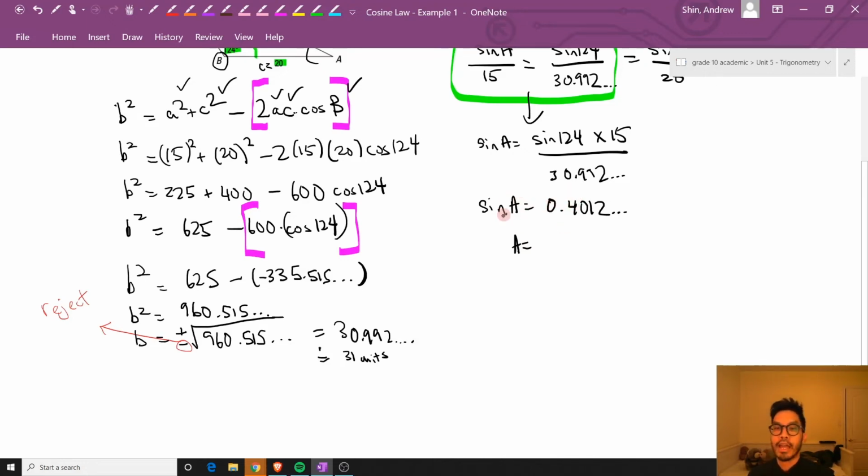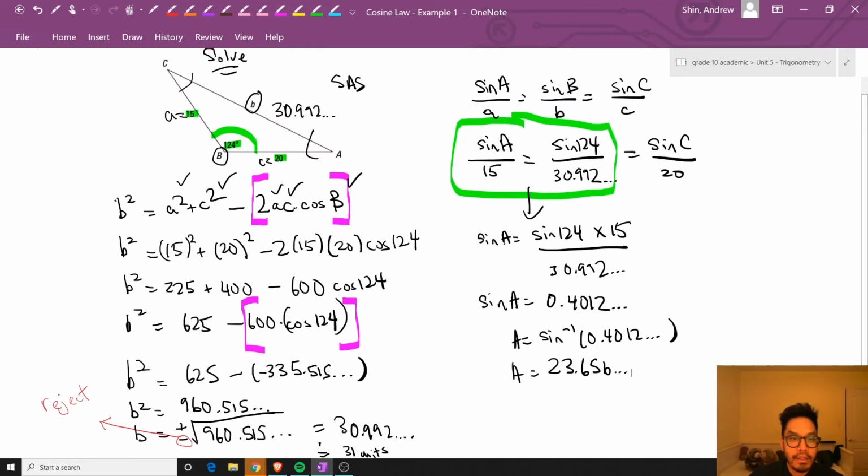Okay, so now they're asking what angle, so you need to solve for that angle. You have to get rid of sine, so the opposite of sine is going to be sine inverse. Sine inverse of 0.4012 dot dot dot, keeping every single decimal place. So I'm going to sine inverse that whole answer, and I get 23.656 dot dot dot. And that is this part right here, 23.656 dot dot dot.